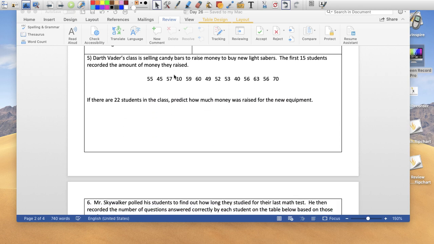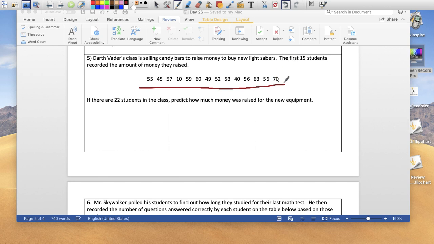Darth Vader's class is selling candy bars to raise money to buy new lightsabers. The first 15 students recorded the amount they raised. If there are 22 students in the class, predict how much money was raised for the new equipment. Well, here's the problem. We only have the data for the first 15 students, right?